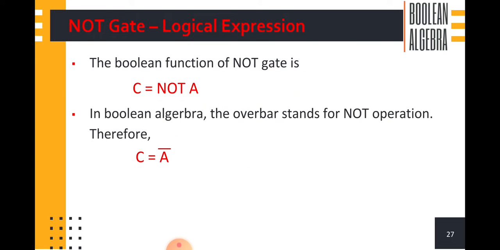So now you can see the Boolean function of the NOT gate. C equal to NOT A, or otherwise we can also represent C equal to A complement. In Boolean algebra, the over bar is the symbol used for the NOT operator. Either we can use the over bar or a single apostrophe symbol. So the over bar stands for NOT operation. Therefore C equal to A complement.